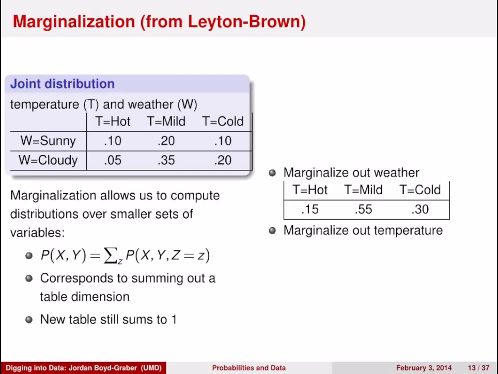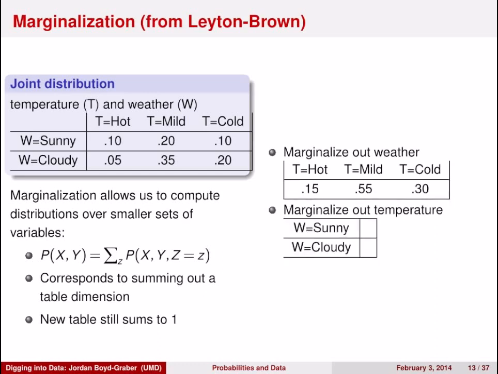If we want to marginalize out temperature, we now have a table with two entries, one for the weather being sunny or the weather being cloudy. So if we want the probability of the weather being sunny, we look at the original joint distribution and all of the configurations where the temperature took on any value but where the weather was sunny. There are three outcomes like this, and we add them all together and we get the probability of 0.4. We can do the same thing for cloudy.